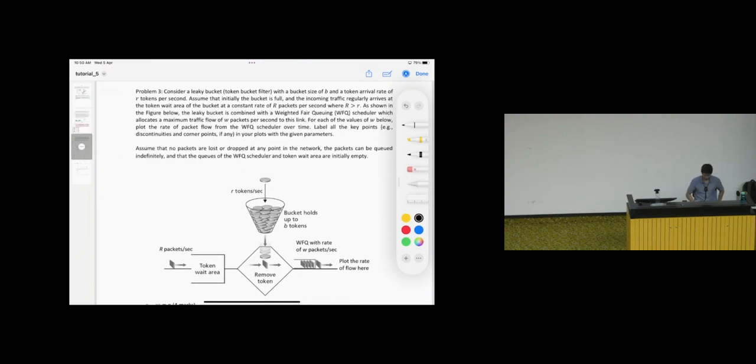Okay, so this was an exam question last year. And I think it was the most difficult question in the exam. All right, so we also have a leaky bucket here. But in addition to that leaky bucket, we have a weighted fair queuing at the output of the leaky bucket. So now we don't have an unlimited rate at the output, but we have a rate constraint here of W packets per second.